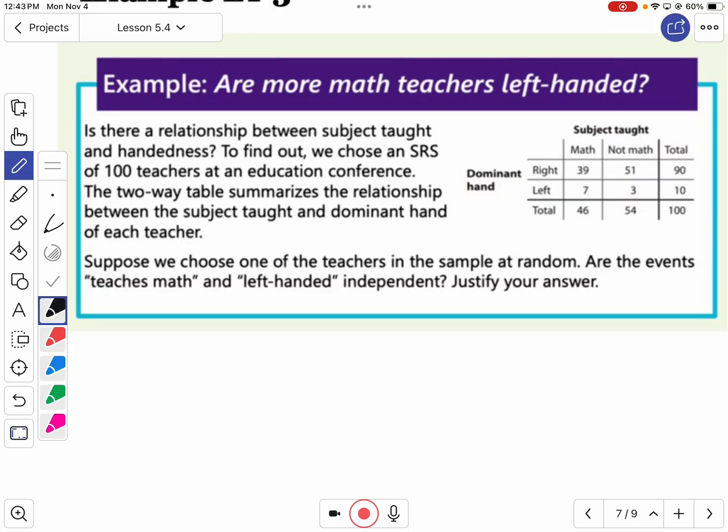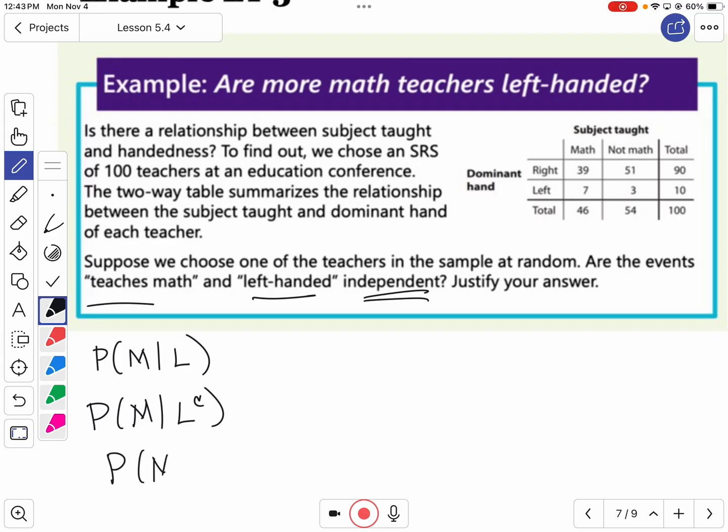It says, suppose that we choose one of the teachers in the sample at random. Are the events teaches math and left-handed independent? Well, let's start by checking the conditional probabilities. I couldn't think of the word. So let's do the probability that we teach math, given that we're left-handed, and then the probability that we teach math, given that we're not left-handed. We'd want to check it with the probability that I teach math, but we'll get there. So there are the three probabilities we want to check.